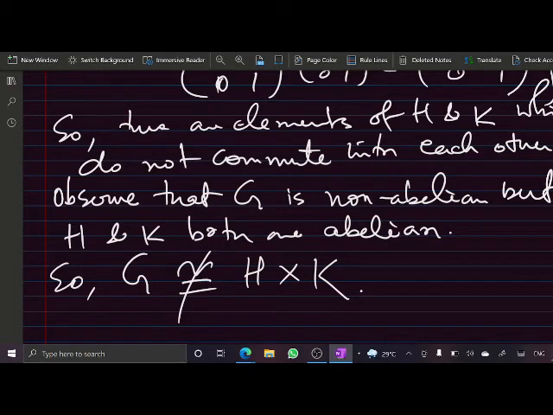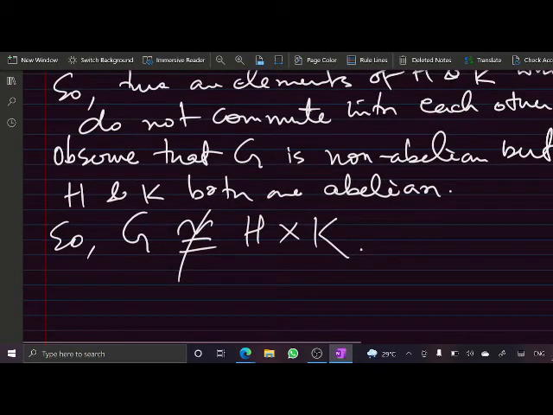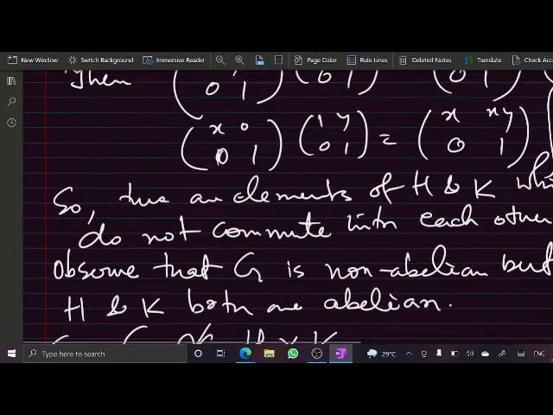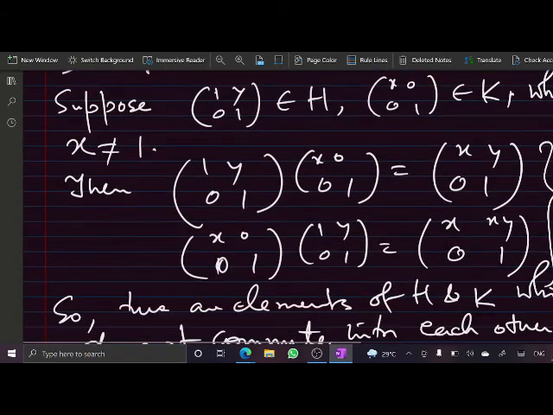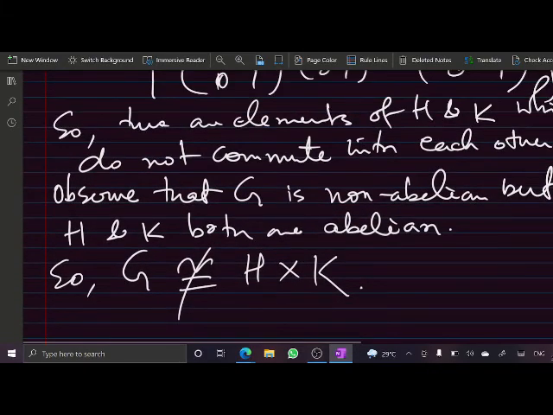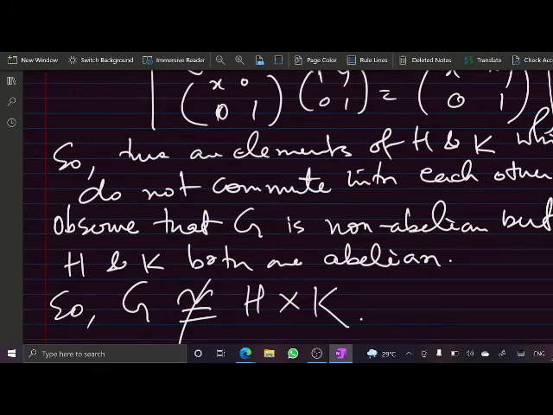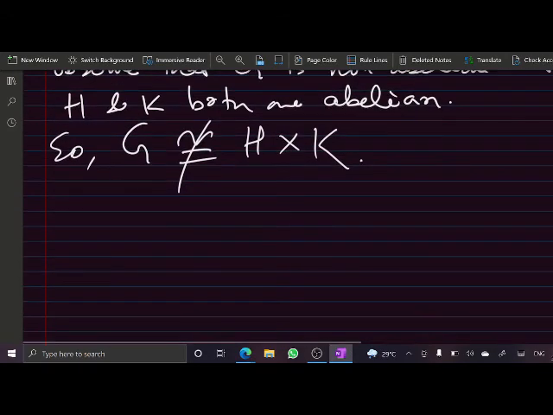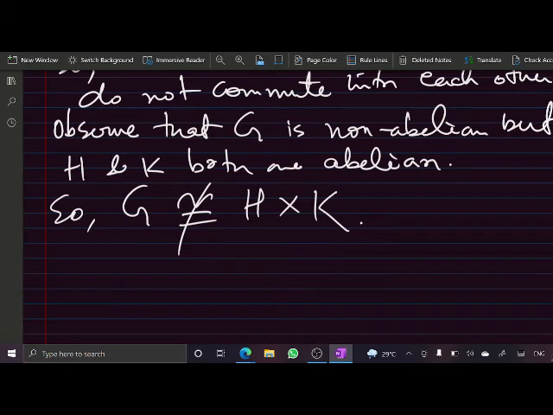Then this G is not isomorphic with the direct product, as it does not satisfy condition 3, this one. And also you have seen that G is non-abelian, but H and K both are abelian.